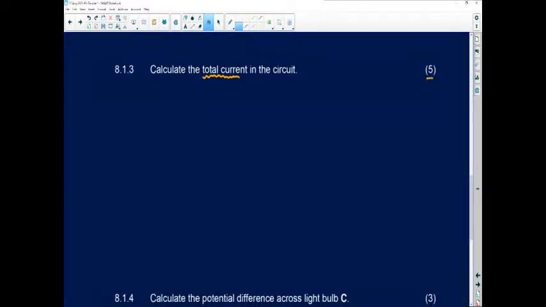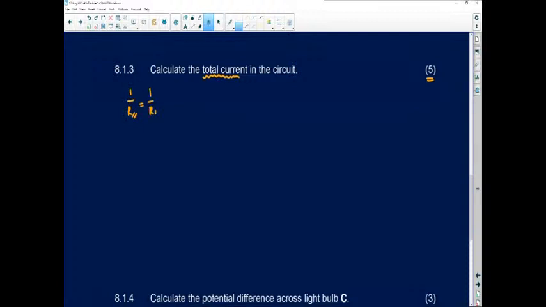And I can see that it counts 5 marks, so it should be quite a lengthy step. So remember, I must first find my internal resistance. I'm going to start with the parallel ones. So I'm going to say 1 over R parallel is equal to.